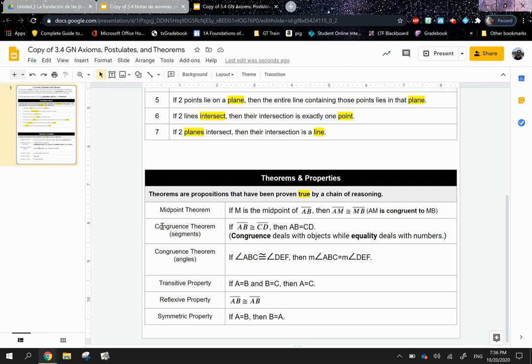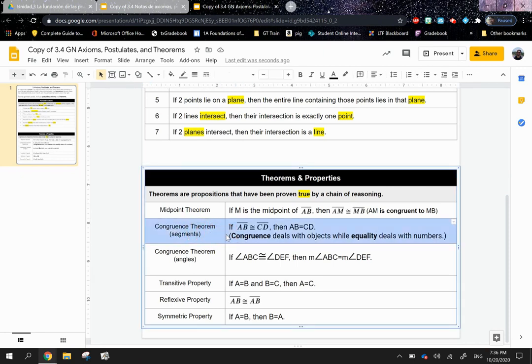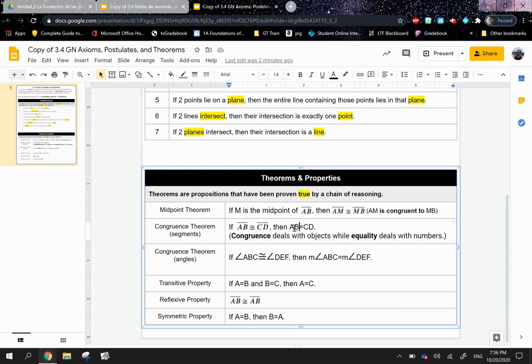So let's read the next theorem, which is the congruence theorem for segments. If segment AB is congruent to segment CD, then AB equals CD. Now this might look a little bit confusing because it looks like it's saying the exact same thing, right?